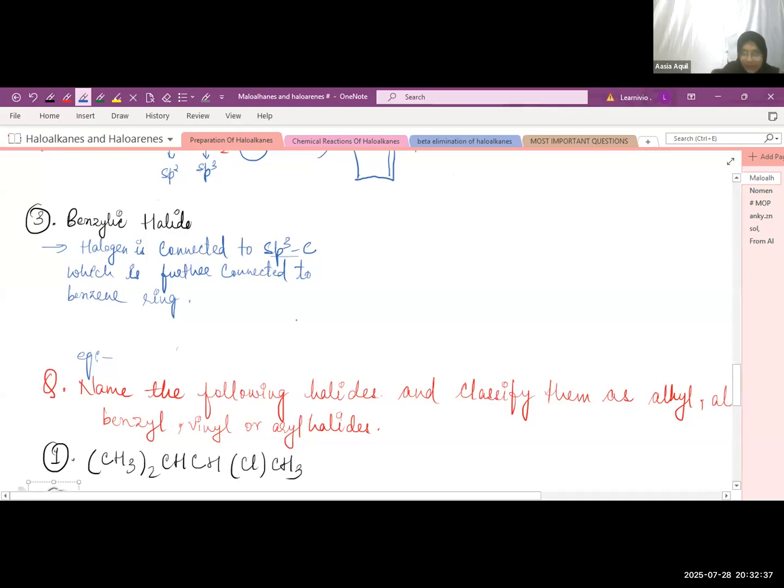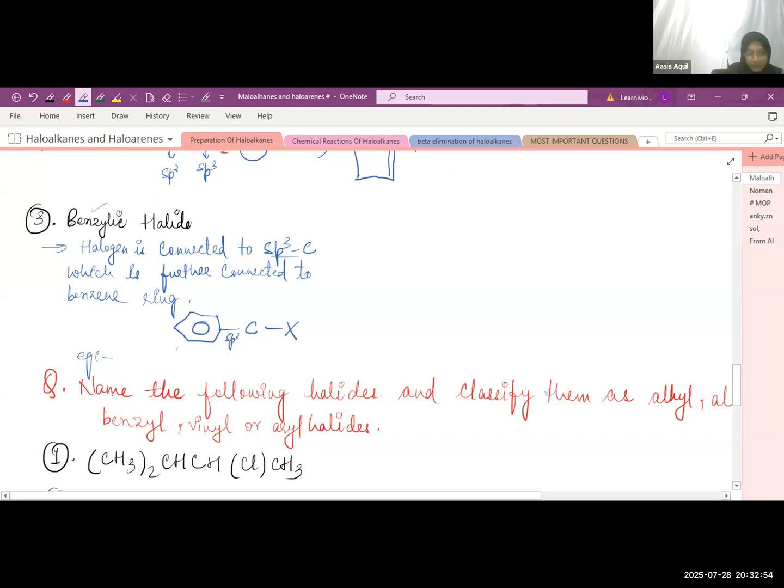Okay. So what I said, suppose this is your halogen. This is attached to the carbon which is sp3, and this sp3 hybridized carbon is attached to the benzene ring. So this type of arrangement you will see in the benzylic halide.